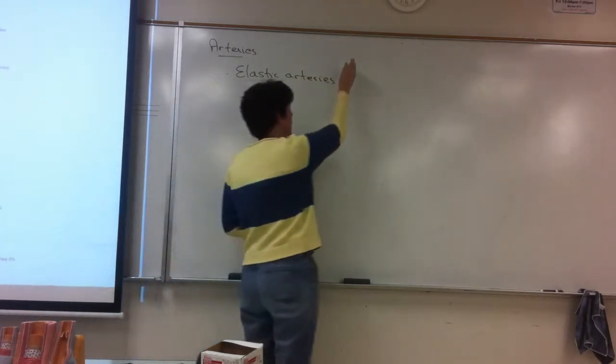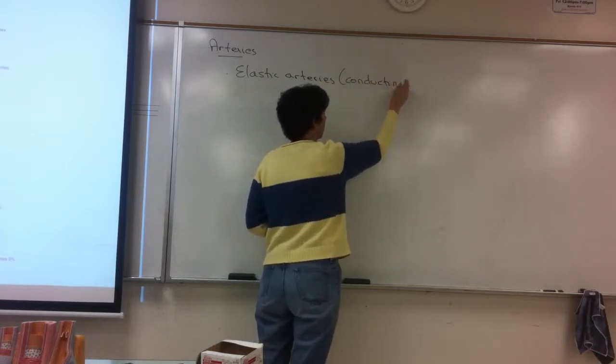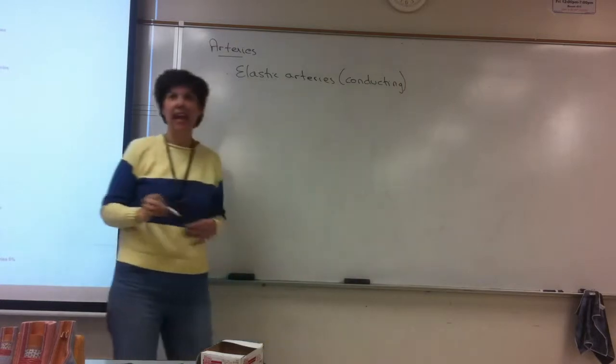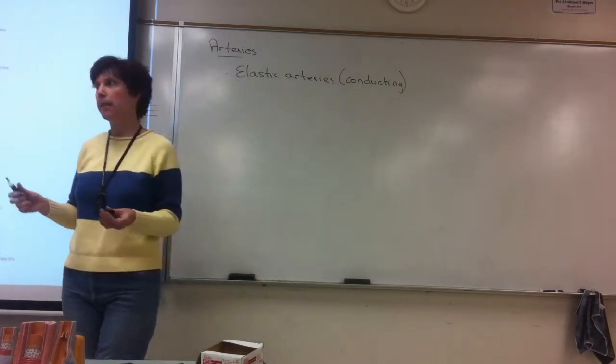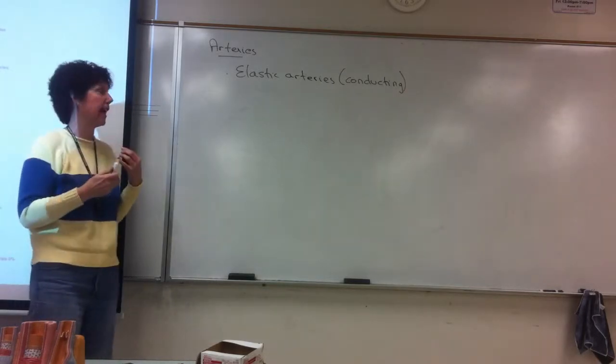Also known as conducting arteries. They would include the aorta and some of the major branches close to the aorta, like the common carotids that go up into your neck.